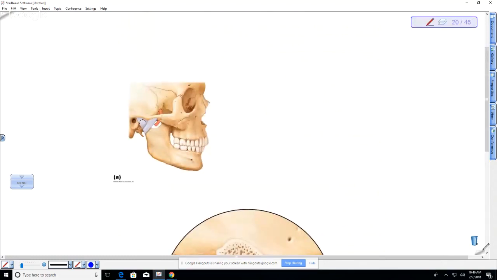So the first joint that we're going to talk about, and I have a little handout, we're going to review some of the skeletal anatomy while talking about the joints.